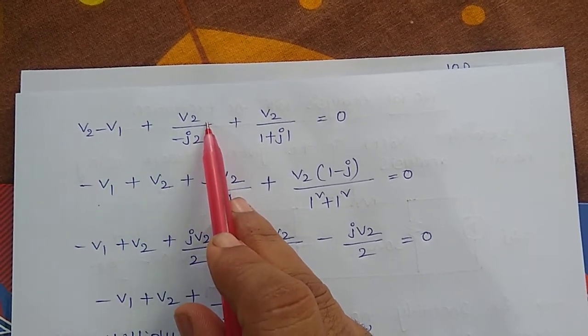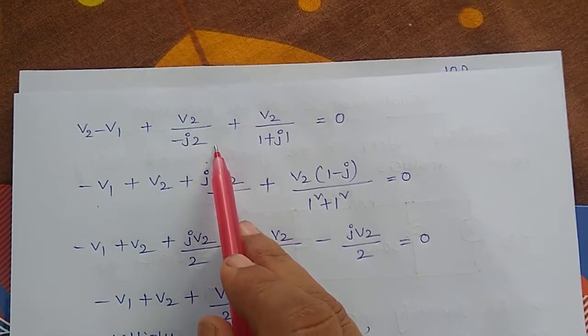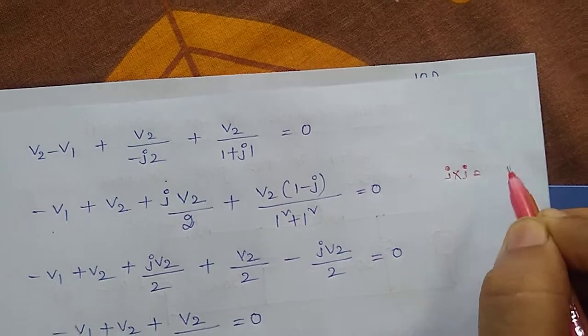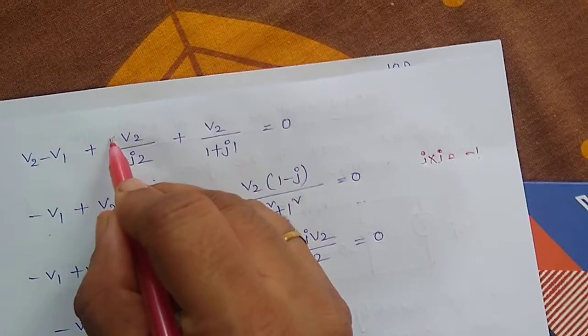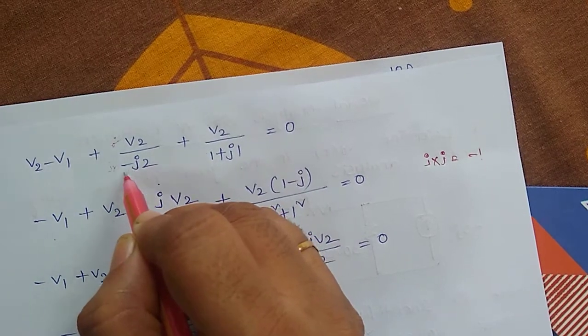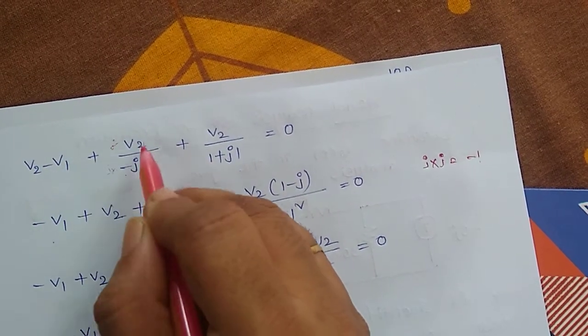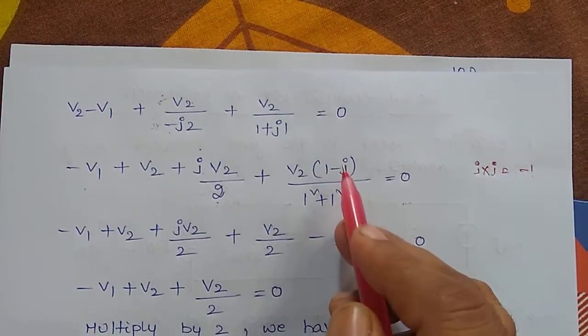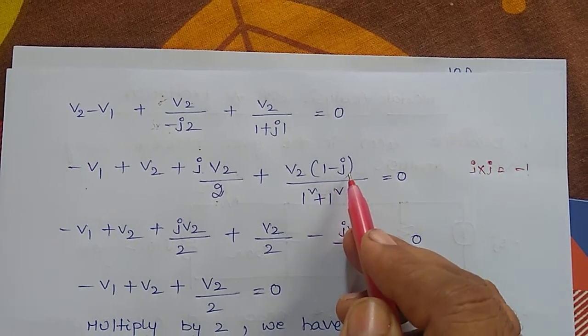I am going to multiply this term j with j. So we have j multiplied by j, it will be minus 1. If I multiply this by j, and j square is minus 1, minus of minus is plus. So finally I have j by 2 V2, j by 2 V2, and here I am going to rationalize the term. It is a plus jb, so I need to multiply it by a minus jb.